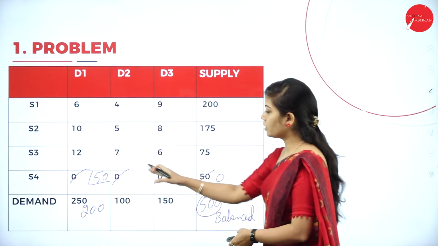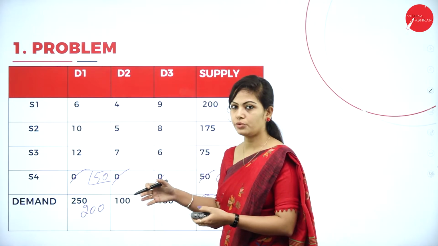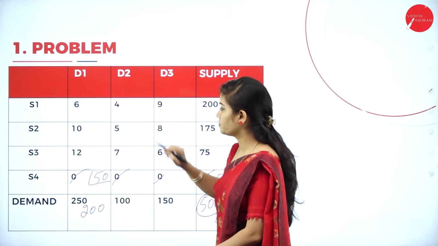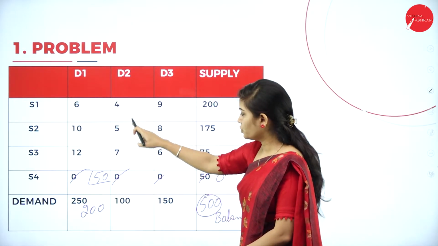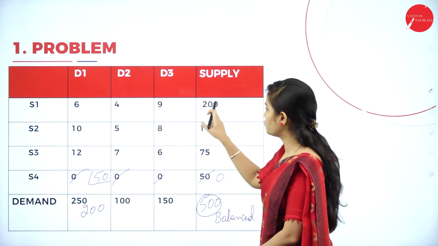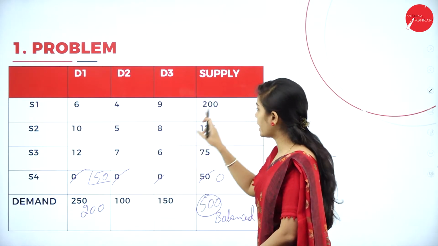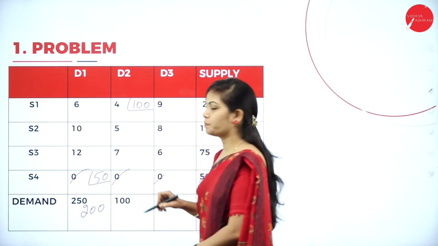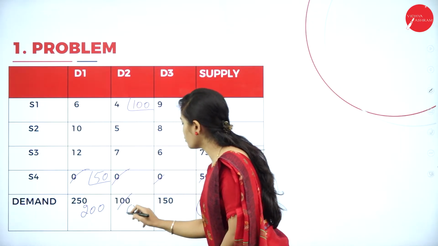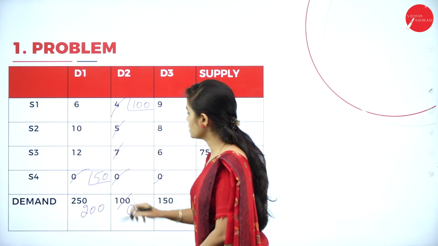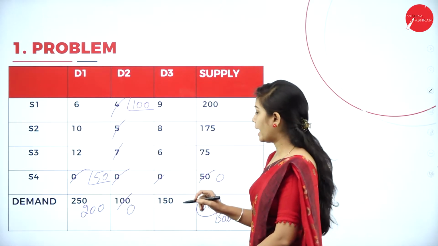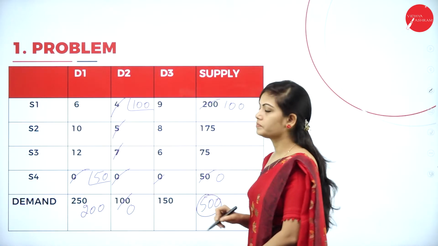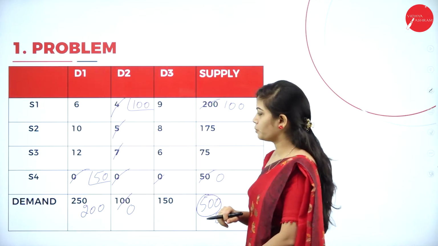Now I have cancelled all the zeros. So which is the next least value? Out of this, the next least value is 4. So 4 is my least value. You just see the demand value of 4 and supply value of 4: 100 and 200. Least value is 100. I will allocate 100 rupees to this cell. So it will become 0 and I can cancel this entire column. And 200 minus 100 is 100. So in supply, I got 100 rupees.